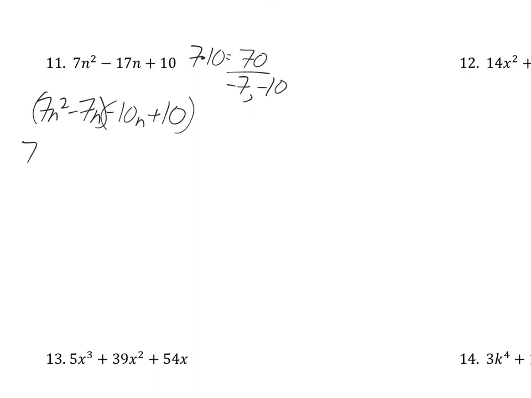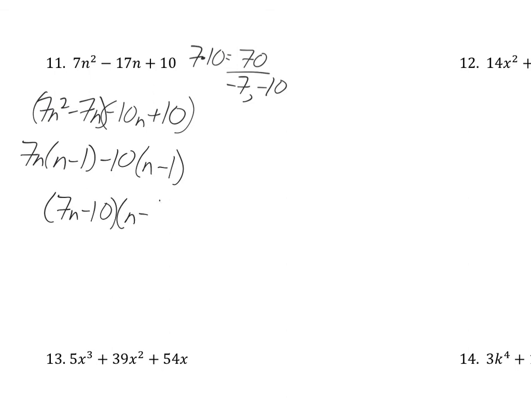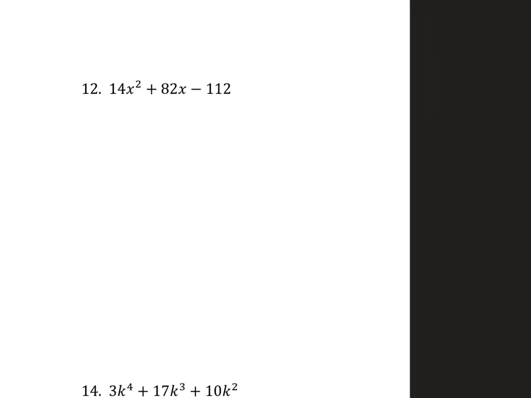So for the first one, I can pull out a 7n. So that leaves me with n minus 1. I can pull out a negative 10. So that leaves me with a positive n minus 1. So my final answer is 7n minus 10, n minus 1. All right, go ahead and try out 12.